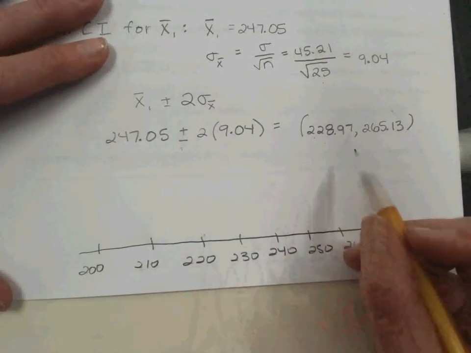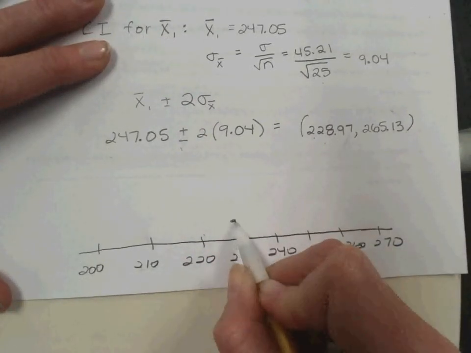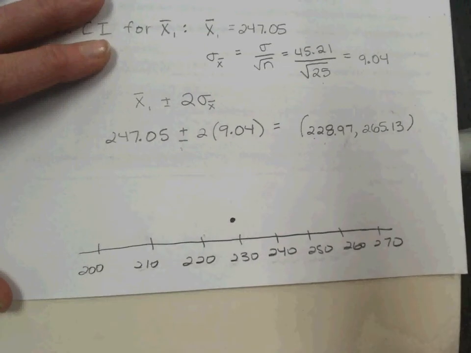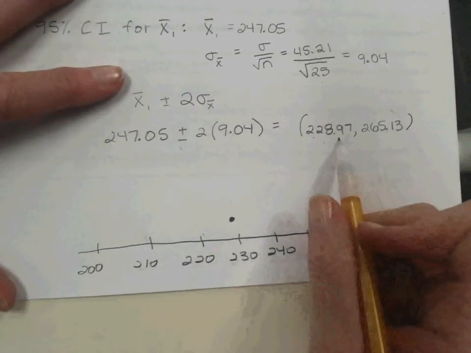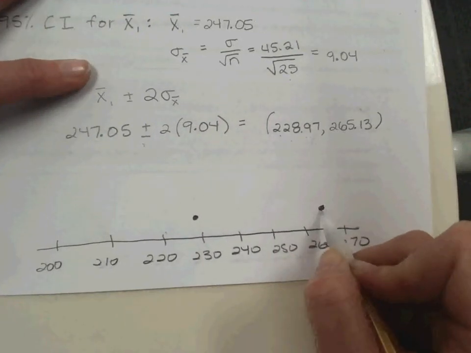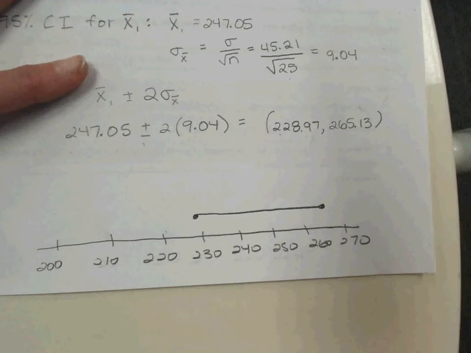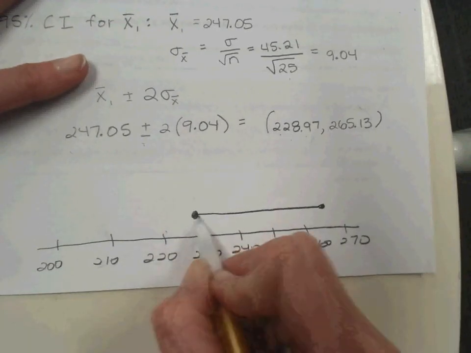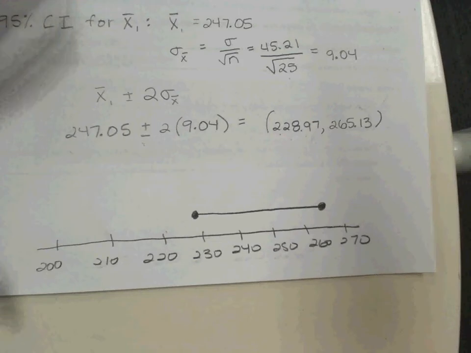So this is 228, almost 229, so that'd be right about here. I would put a dot on the lower bound of that interval, and then 265 would be right up around here. I put a dot, and to represent a confidence interval, it's just a horizontal line. It looks like a line segment back from geometry. And that's your confidence interval.